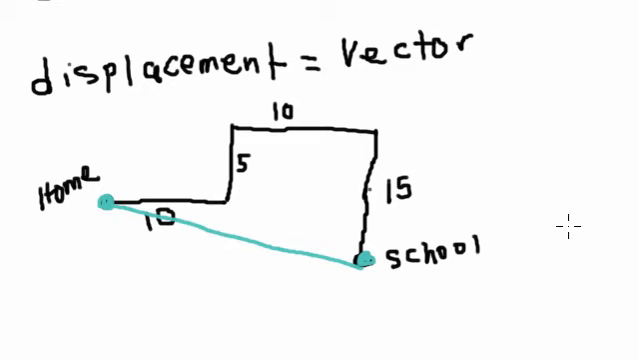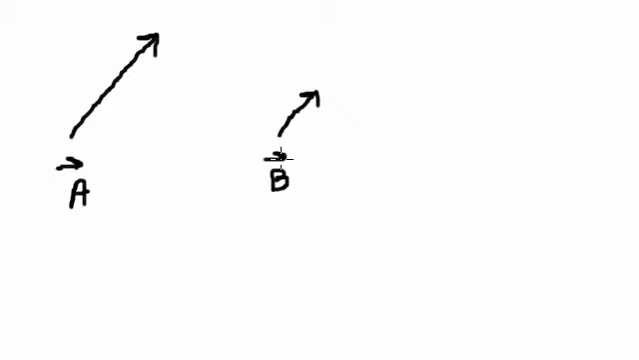Okay, so now that we talked about that, let's get into what a vector looks like. In physics, a vector is represented by an arrow. So this arrow is supposed to represent a vector. Let's call this vector A. And this arrow over here, let's call it vector B. Okay, so we have two vectors here. Let's say that this is a car, and here we have another car.